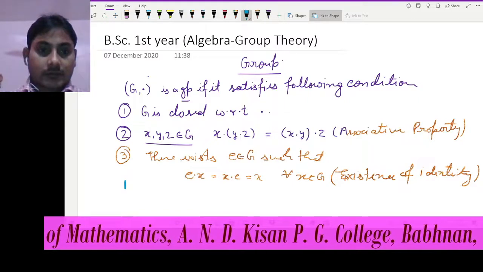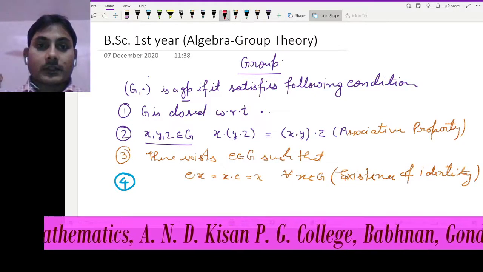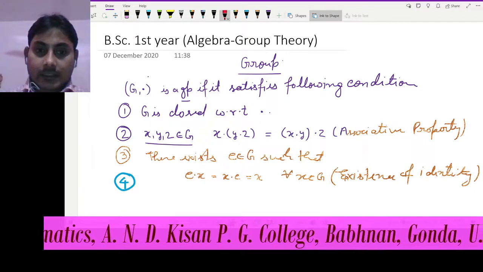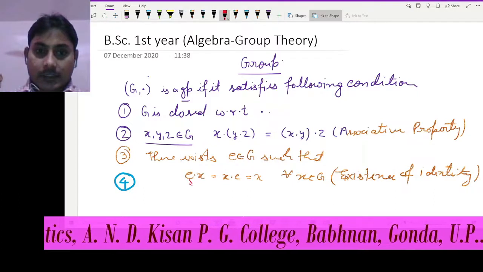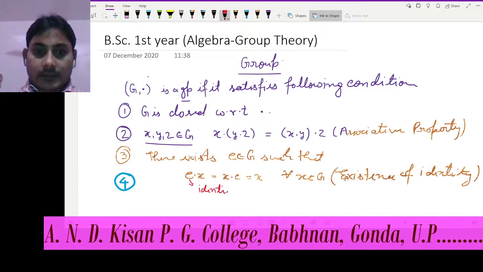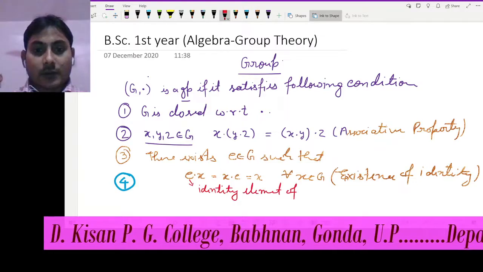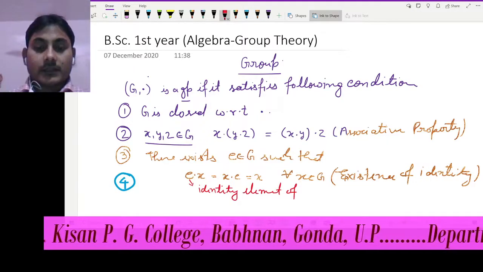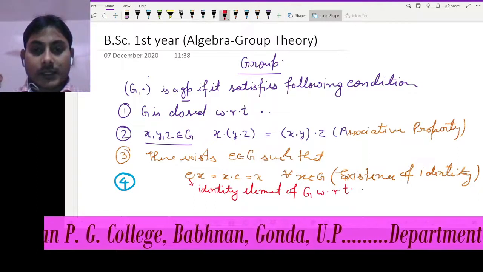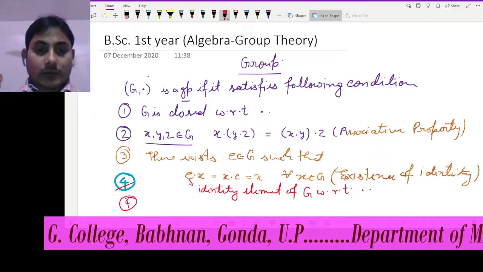And now the fourth one. Here in the last one, E is the identity element of G with respect to the given operation dot. And what is the fourth one? Now I'm talking about the fourth one.